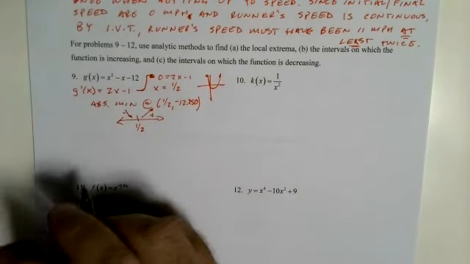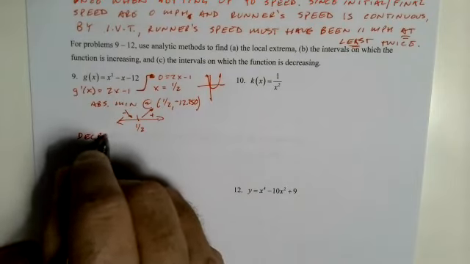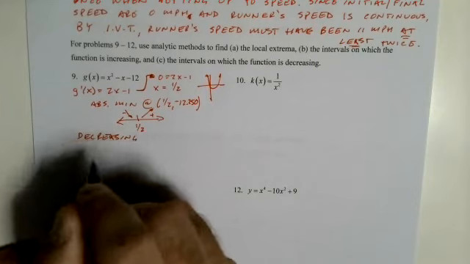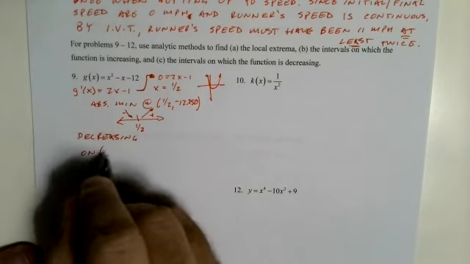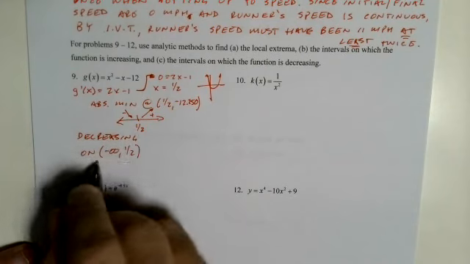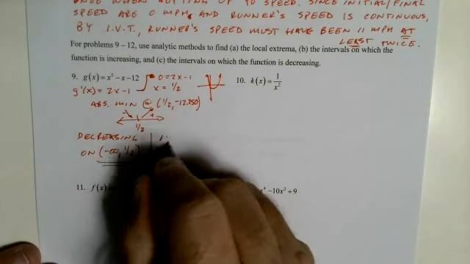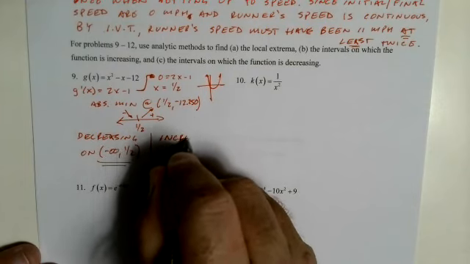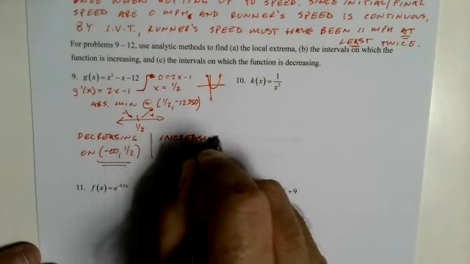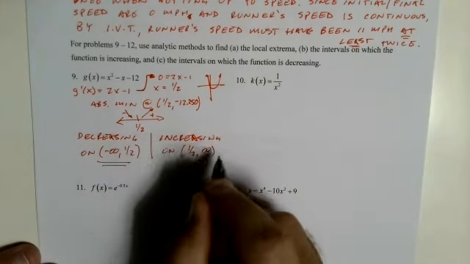And this also tells me decreasing on negative infinity to 1/2. And again, I always use parentheses, but sometimes they go a different way with it. Increasing on 1/2 to infinity.